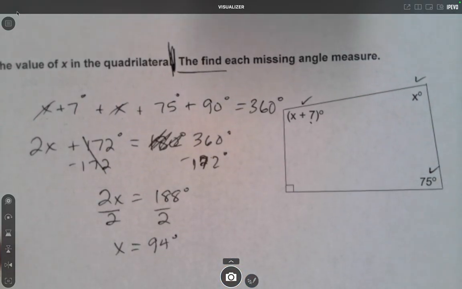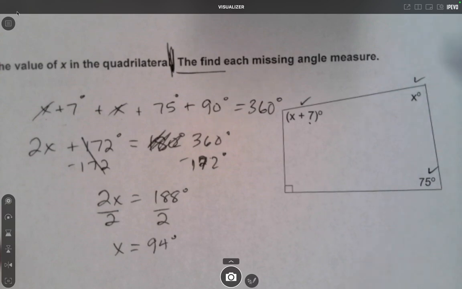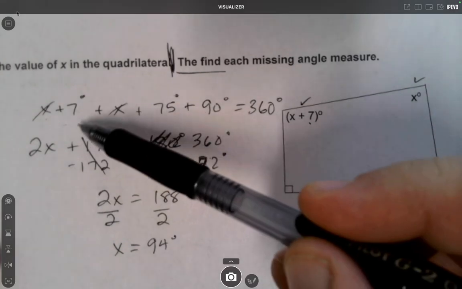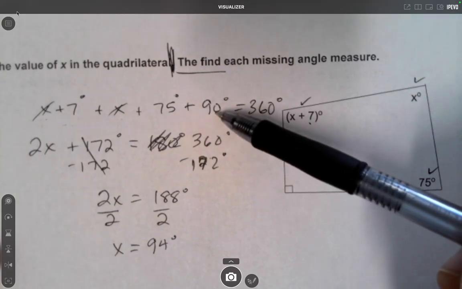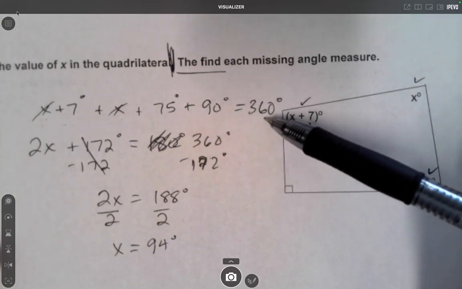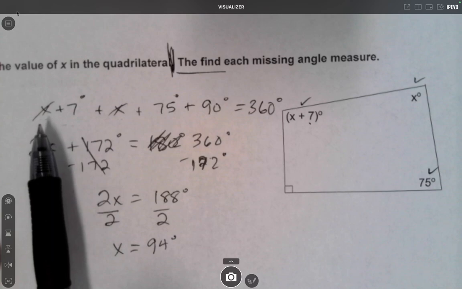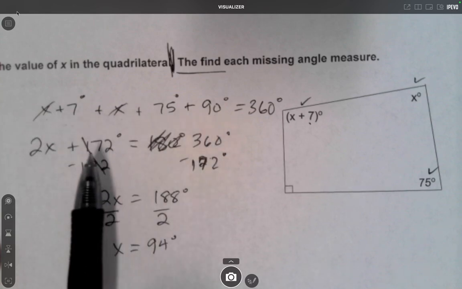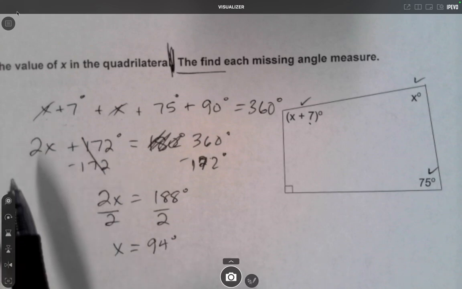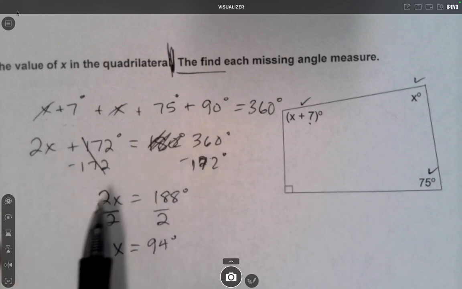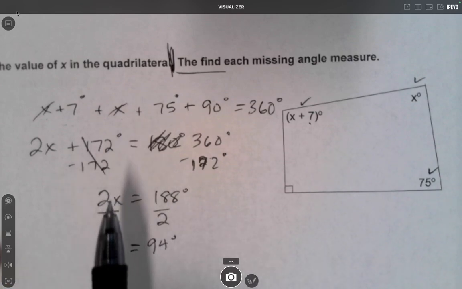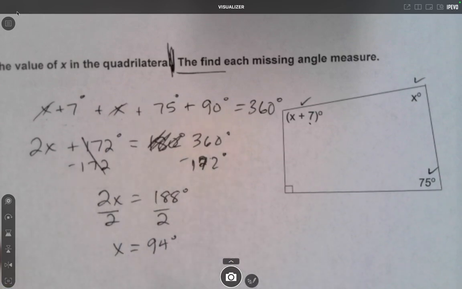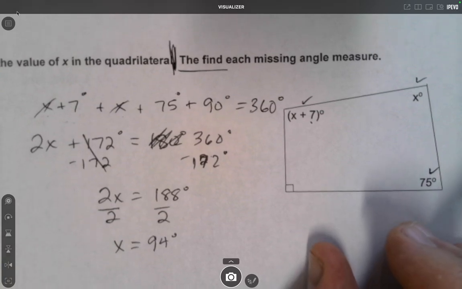So sorry if I went through that a little bit too quickly, but just to review what we did, we know all four angles have to add up to 360 degrees. So I took the measure of all four angles and added them together and set them equal to 360. I combined the like terms. The 2x's is 2x. 7, 75, and 90 adds up to 172. Then I subtracted 172 from both sides and got 2x equals 188. Then divided both sides by 2, so now I know what x is equal to.